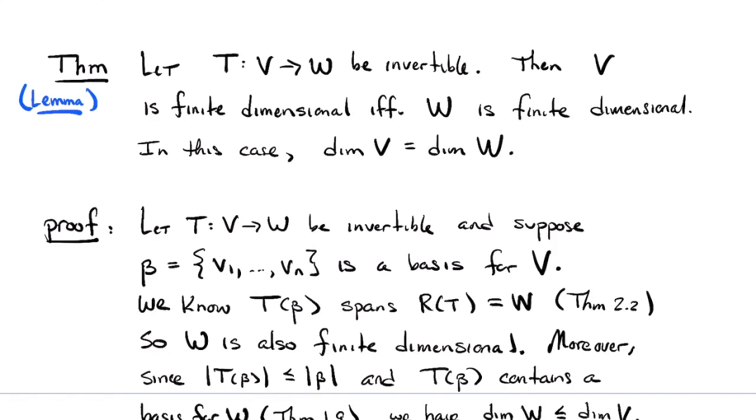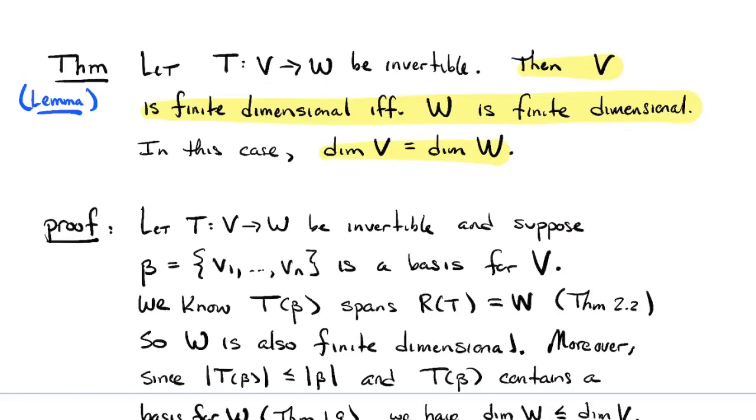It says, let's suppose we have an invertible map between two vector spaces. So it's kind of a compound statement, so let me highlight the parts. The first statement is that V is finite dimensional if and only if W is. So if you have an invertible map and the domain is finite dimensional, then so is the codomain, and vice versa. And in fact, we can even say more: in that case, those dimensions are going to be the same. So if you have an invertible map between two vector spaces, then the vector spaces are either both finite dimensional or they're both infinite dimensional. And in the finite dimensional case, the dimensions are going to be equal.